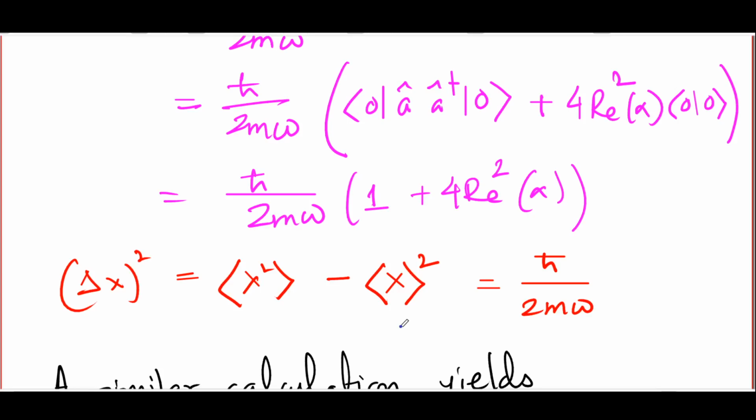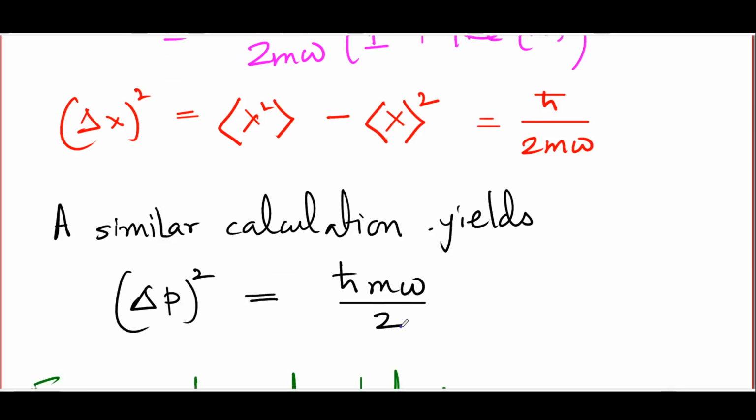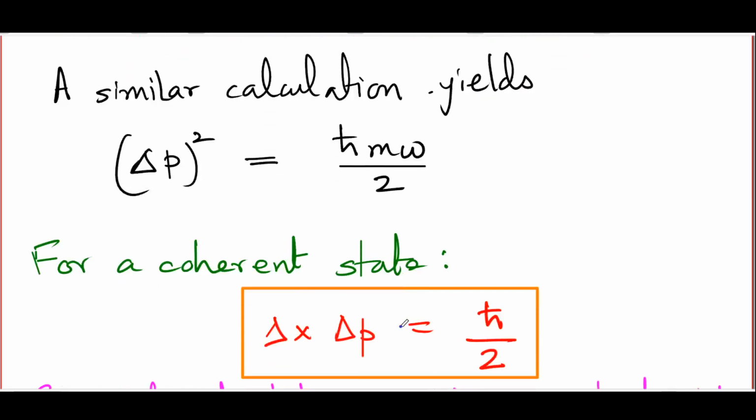An almost identical calculation using the momentum operator reveals the result that delta p whole square is h cross m omega by 2. And this leads to the very interesting result that if you were to multiply delta x by delta p, you would get h cross over 2. And this is one of the reasons why the coherent state is of such great importance in quantum mechanics. It happens to be a minimum uncertainty state, a state for which the Heisenberg uncertainty principle is actually obeyed as an equality.